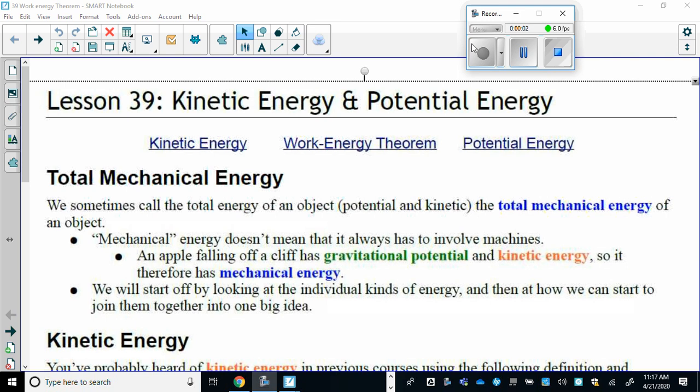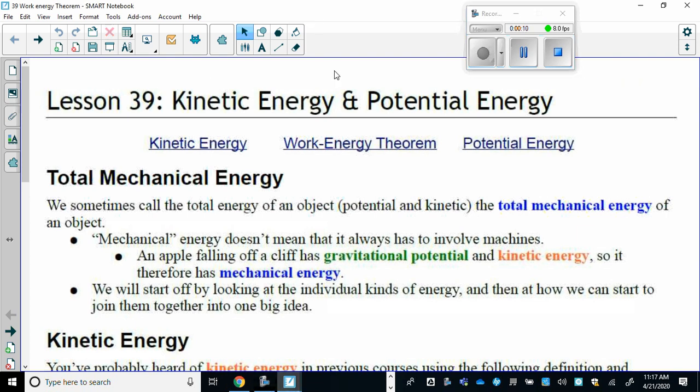Lesson 39, kinetic energy and potential energy. We'll split this up into two. It's quite a long lesson. The first part of this lesson talks about mechanical energy.